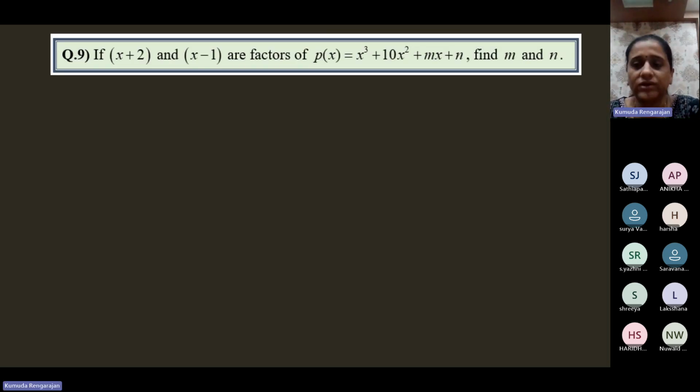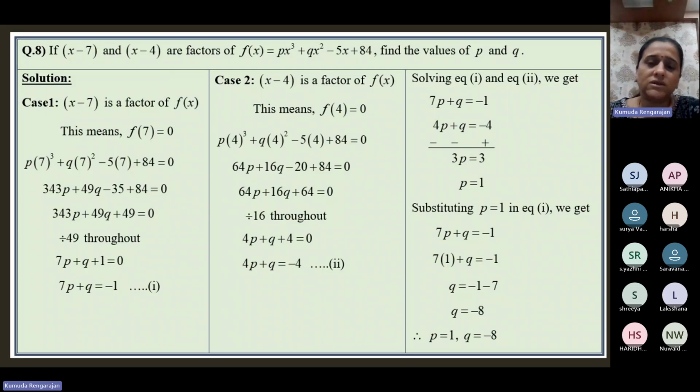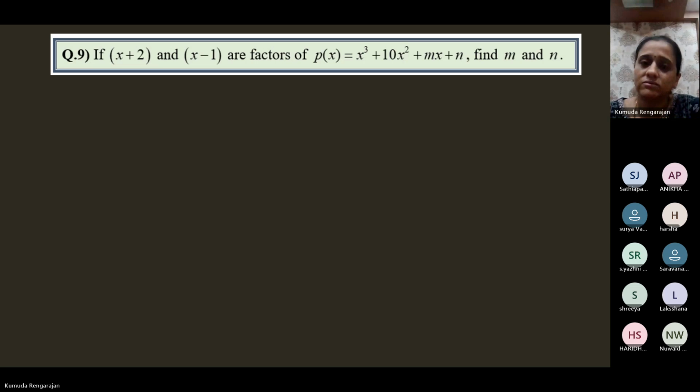In this question, we have to find the values of m and n. Here the unknowns were p and q, so find the values of p and q. Exactly the same situation. So this will be your homework question. Apart from this, I'll be sending you some more questions which you have to practice. Take down this question, children. All of you must be able to get the answer for this one. Take down the question.